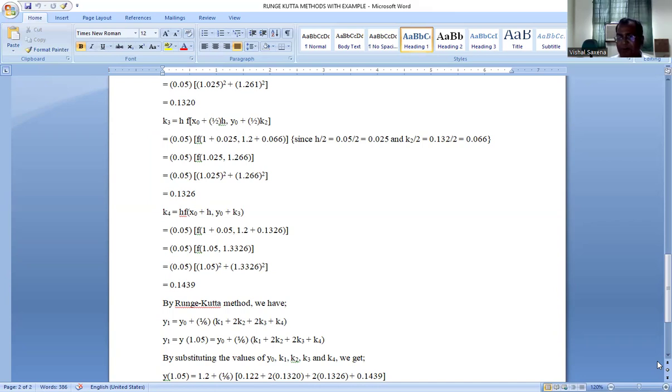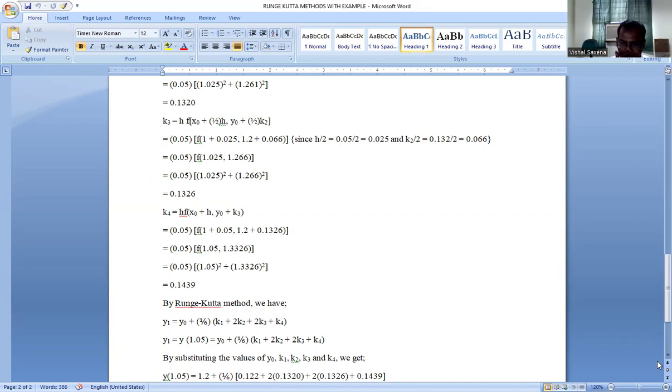Now we have to expand this function f as given. f is x square plus y square, so it means 1.05 square plus 1.3326 square, multiplied by 0.05. When we solve this term, K4 becomes 0.1439. So in this way, in every question, first we have to find K1, K2, K3 and K4.